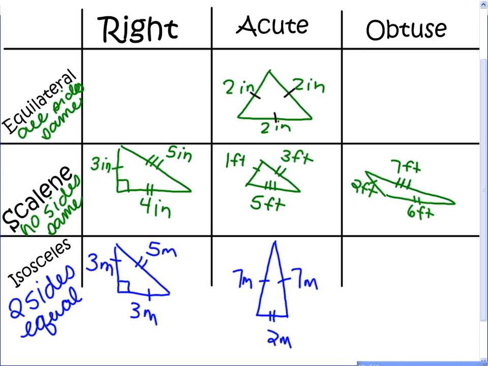All right, can we do an obtuse isosceles triangle? Yes. Yep, we could have this side and this side be the same length. Then the long side across would be different, because I still have my obtuse angle right there.